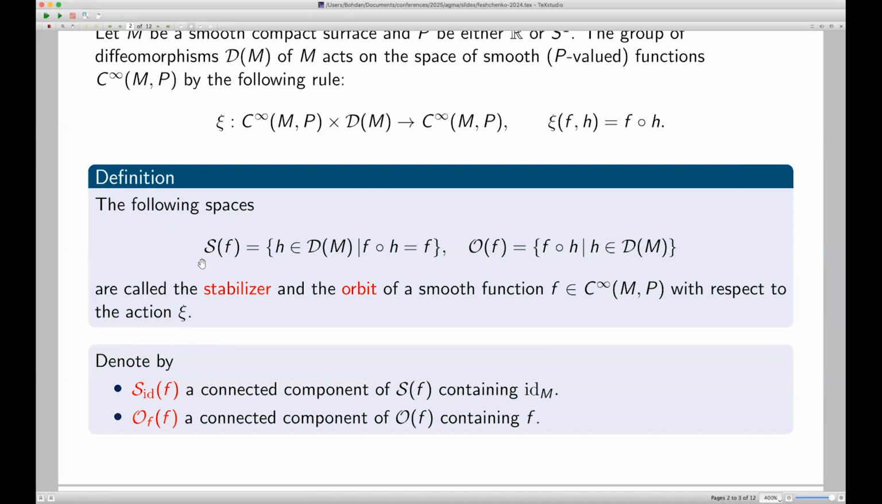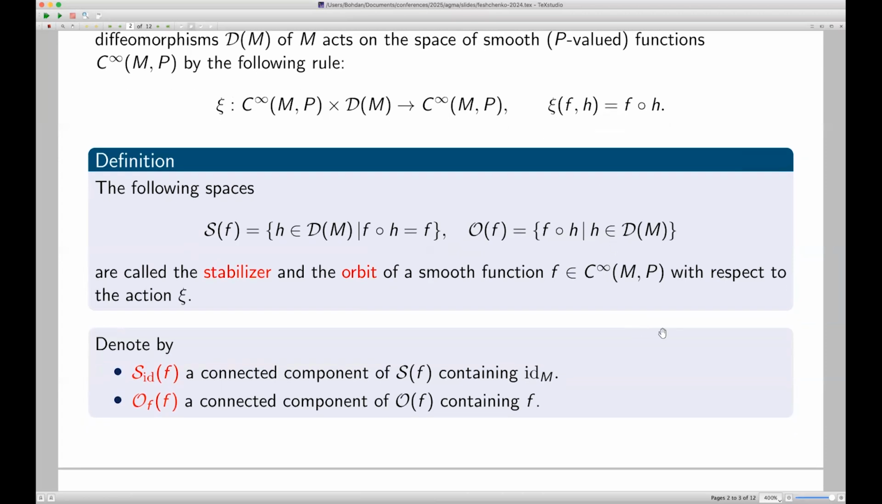And for a smooth function f, we consider the following two spaces. The first one is the stabilizer of this smooth function, and the orbit of this function f with respect to the action. And we denote by S_id(f) the connected component of the stabilizer containing the identity map, and by O_f(f) the connected component of the orbit containing f.